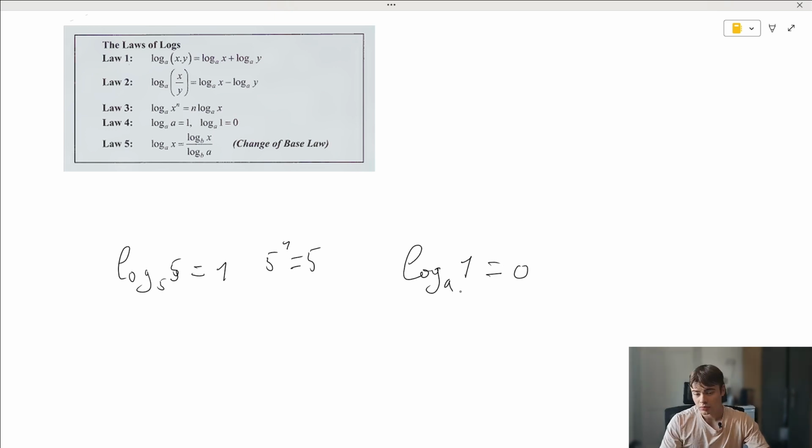Equals to 0. To get 1, any number needs to be raised to the power of 0. For example, let's choose 5 again. Log of 1 base 5. 5 multiplied by some number, which is raised to some power, equals to 1. And 5 needs to be raised to the power of 0 to be equal to 1.